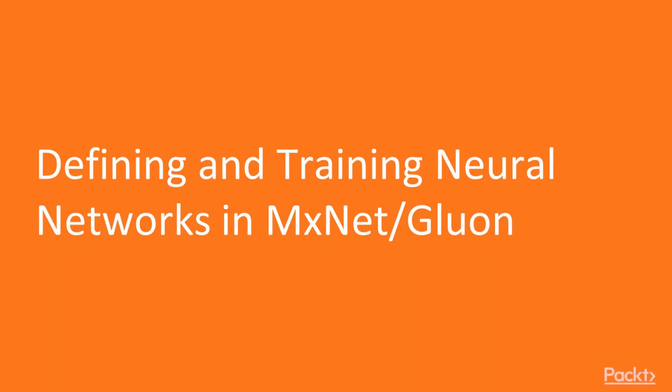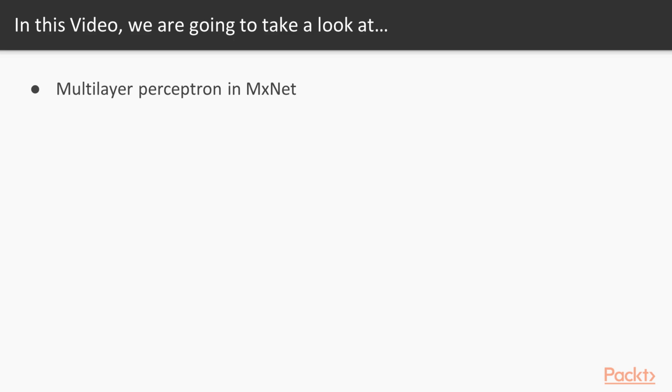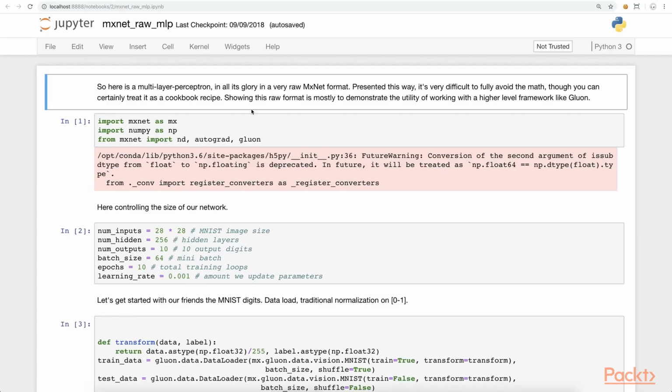In this video, we'll take a look at defining and training neural networks in MXNet and Gluon. First, we'll build a multi-layer perceptron in raw MXNet, and then we'll build a multi-layer perceptron in Gluon. So here's a multi-layer perceptron in all of its glory in a very raw MXNet format.